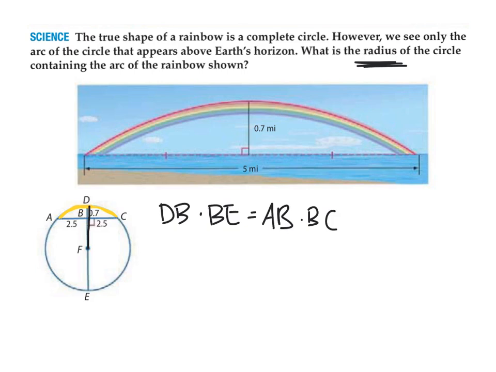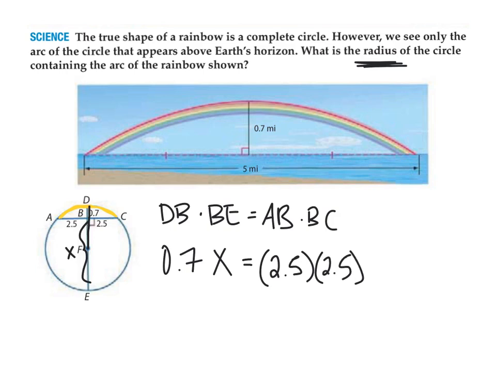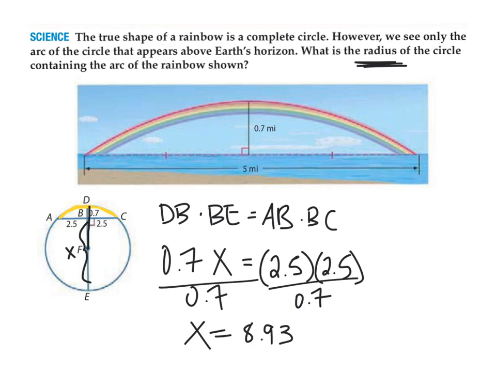So DB is 0.7 and BE, we're not sure what that is. So I'm going to label this with an X. And that's going to equal 2.5 times 2.5. Then we're going to solve it for X. We're going to divide by 0.7. So X is going to equal 8.93. We'll round it to that, 8.93, or 8.9 is fine too if you want to do that. So that's what X is equal to.